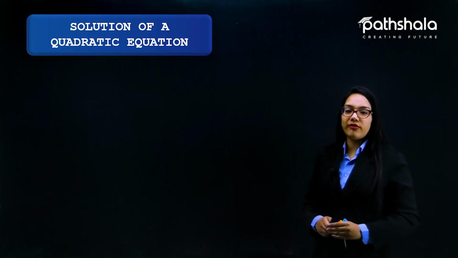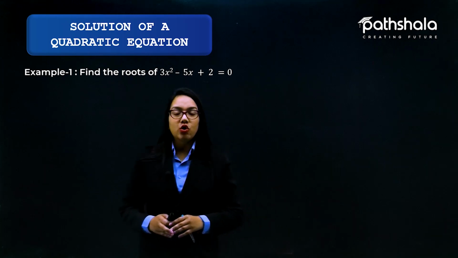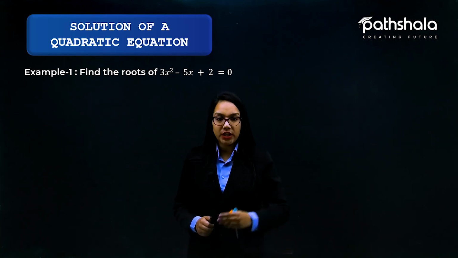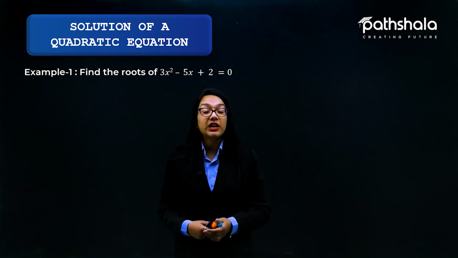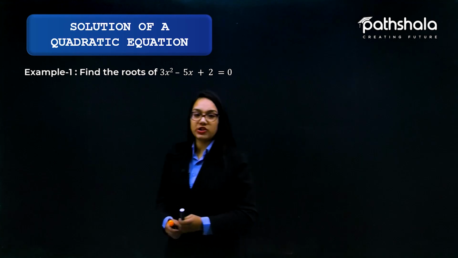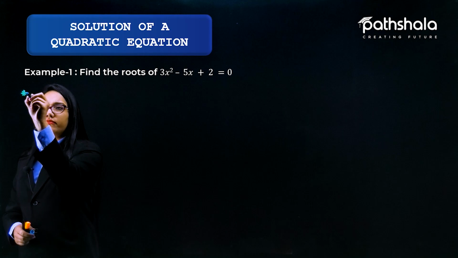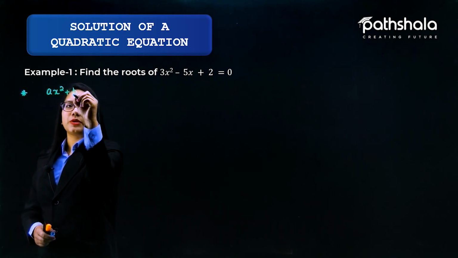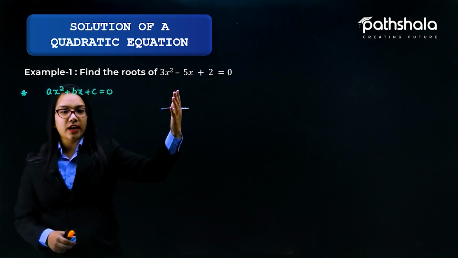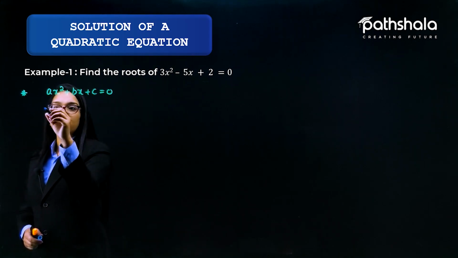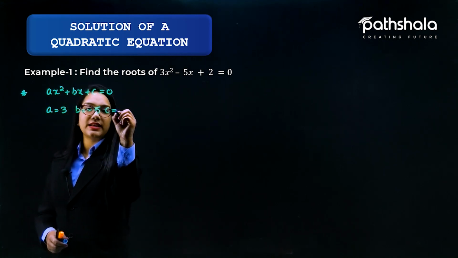Now let's move on further and talk about question number 1, or example number 1. It says find the roots of 3x square minus 5x plus 2 is equal to 0 using the quadratic formula. So let's use the quadratic formula here. First of all, I'm writing the standard form ax square plus bx plus c is equal to 0. Let's compare both of these equations in order to find the values of a, b and c. If I compare these two equations, I will get a as 3, b as minus 5, and c as 2.